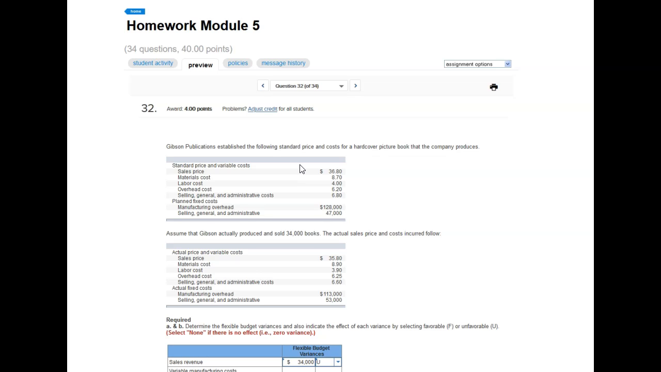This is another homework 5 problem in Module 5, and this is dealing with variances. We are going to prepare a flexible budget and compare that to the actual results and then compute the variances. Let's see what they give us.